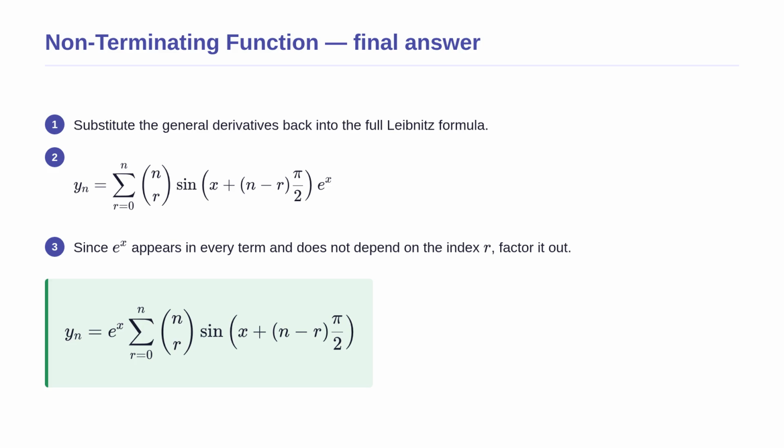With our general derivatives found, we substitute them back into the full summation formula. We place the shifted sine function in the u position and the exponential function in the v position. Notice that the exponential term appears in every single piece of the sum and does not depend on the changing index r. Therefore, we can factor it completely out to the front. This provides our final elegant answer, representing the exact nth derivative as a beautiful series of shifted sine waves.